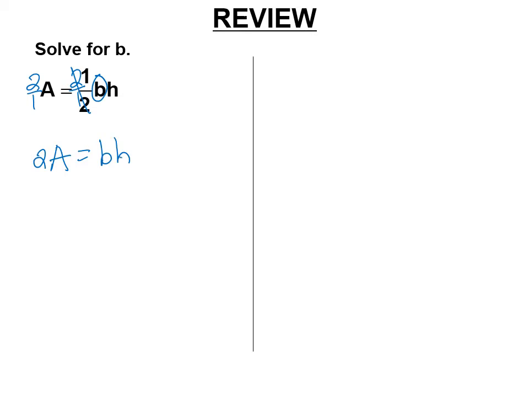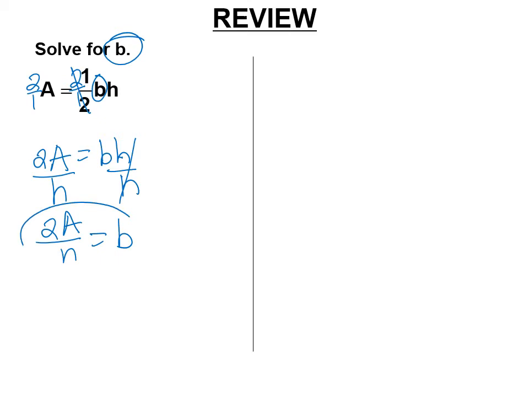Now we have to get rid of this h. That h is multiplying our b. So we're going to divide both sides by h. And so we solved it for b. It's 2 times a all over h equals b. Could you write b equals 2a over h as well? Yes, you could.